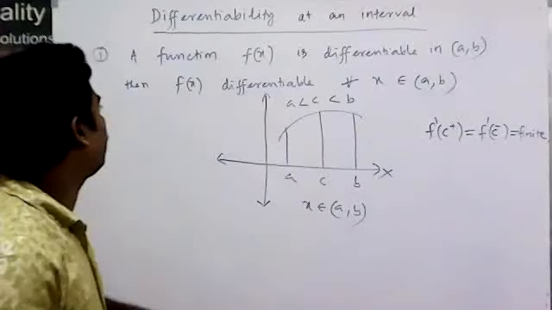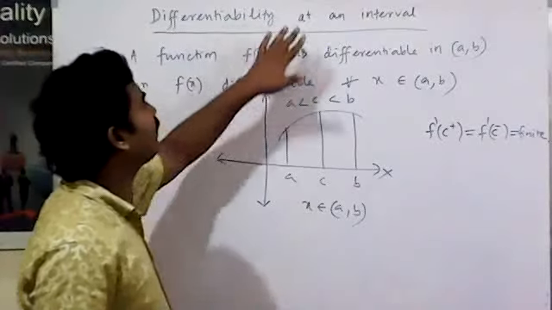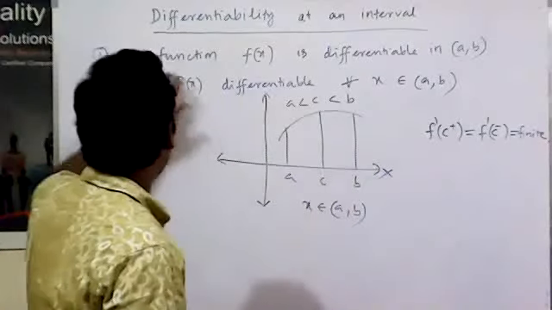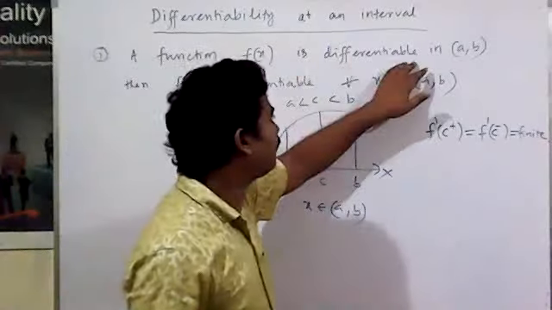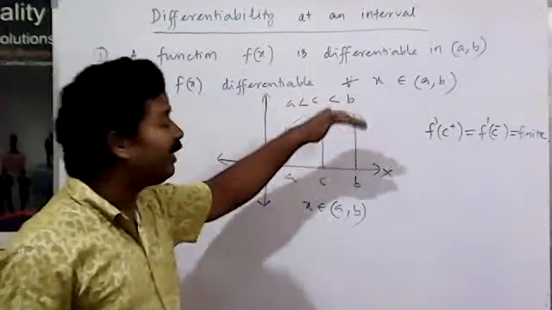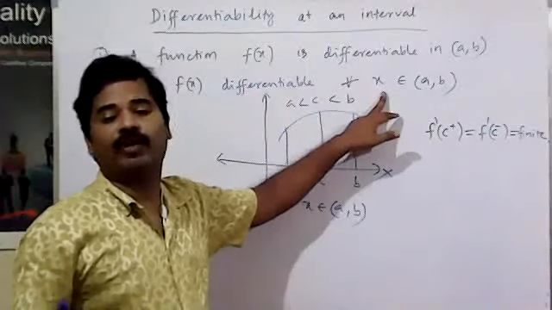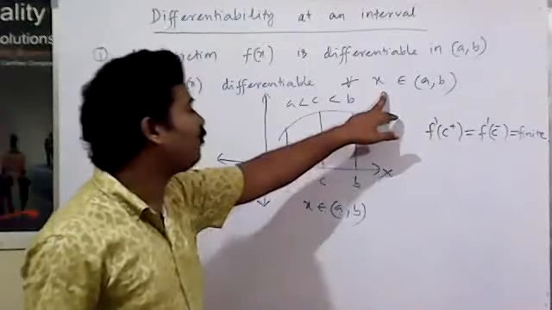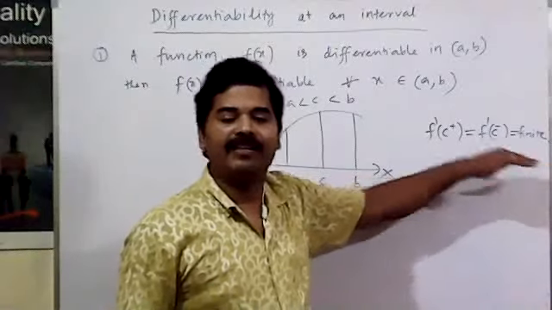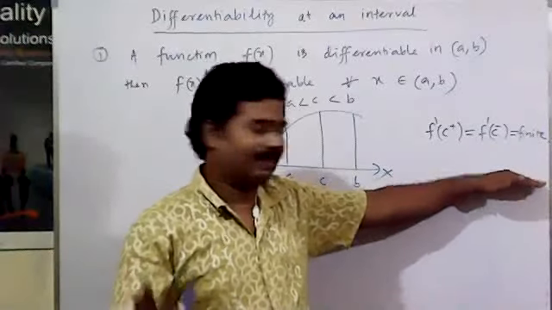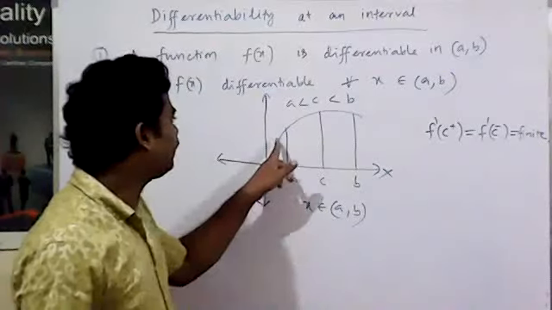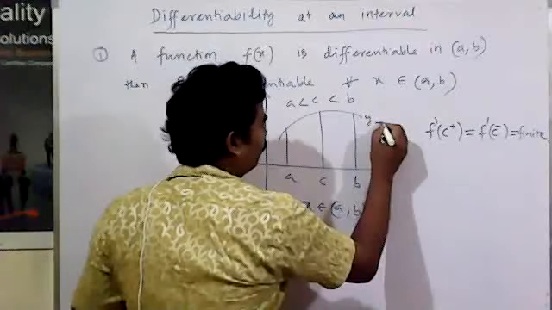If the interval is open, differentiability at interval means, in an open interval or in a closed interval. A function f(x) is differentiable in the open interval (a, b), then f(x) is differentiable or derivable for all points within the interval. On that time we have to find out the LHD and RHD, and if the LHD equals the RHD and both are finite, then we say that the function is differentiable.